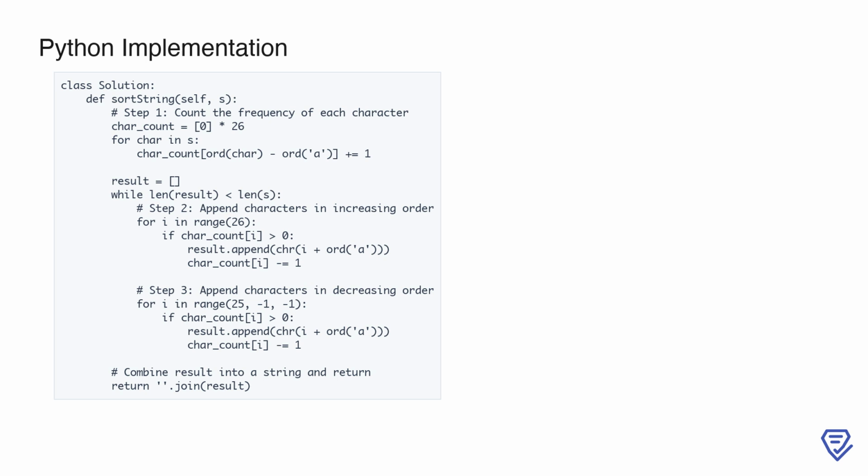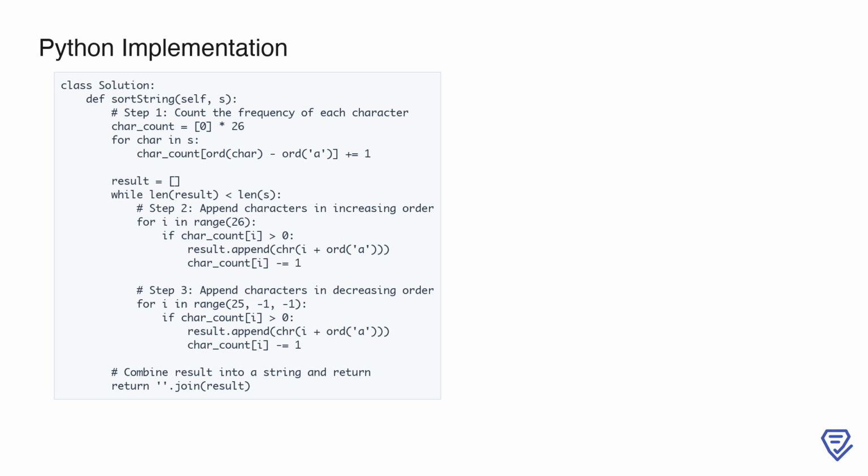The algorithm then enters a loop that continues until the result list contains all the characters of the input string. The first part of the loop appends characters in increasing order, from A to Z. For each index i in the range 0 to 25, if the frequency of the corresponding character, based on char_count[i], is greater than 0, the character is added to result, and its count in char_count is decremented by 1.